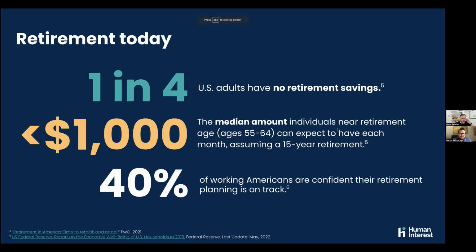And the number here, the median amount individuals near retirement ages can expect to have each month, is less than $1,000, right? That is not enough, particularly when you project the cost of healthcare in retirement. And so, first of all, there is this big question of what is the right thing to do. And the right thing to do is give people the opportunity to approach retirement with dignity. So that's the big thing.